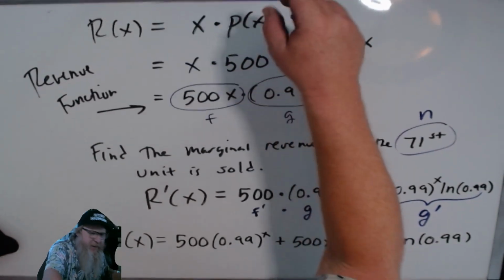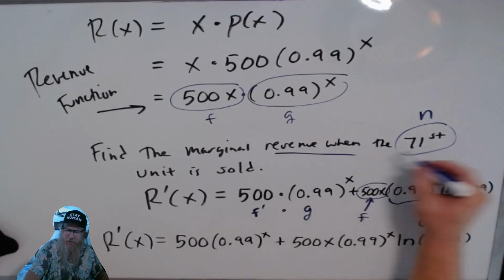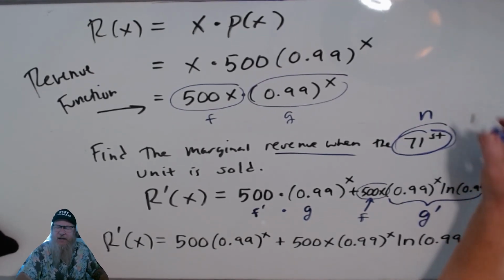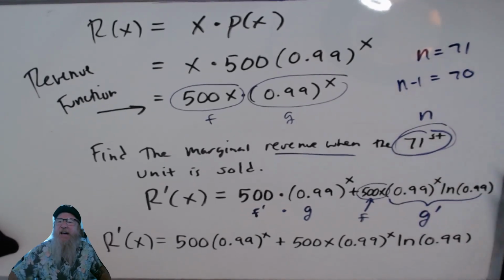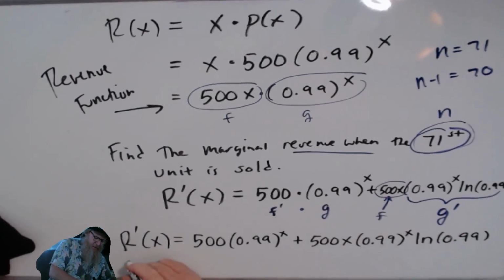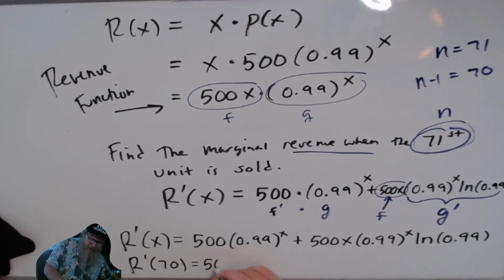Now remember, this question is asking us for the revenue when the 71st item is sold. So n is 71, so n minus 1 will be 70. That's what we're going to plug in: the derivative when 70 units are sold.